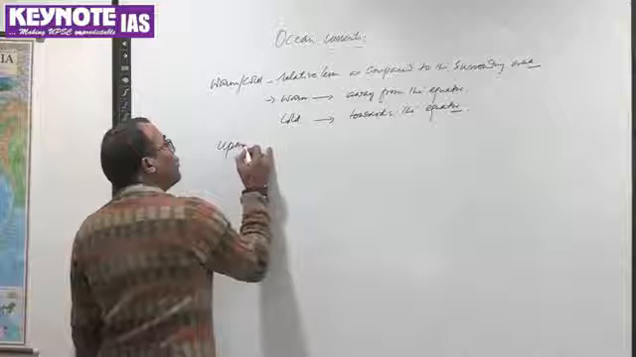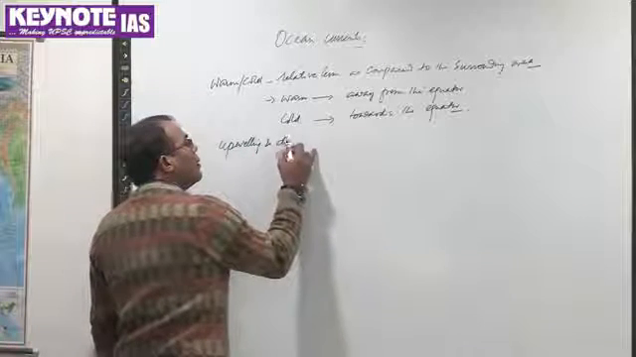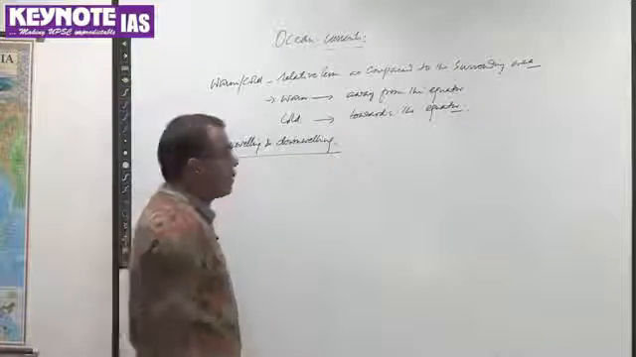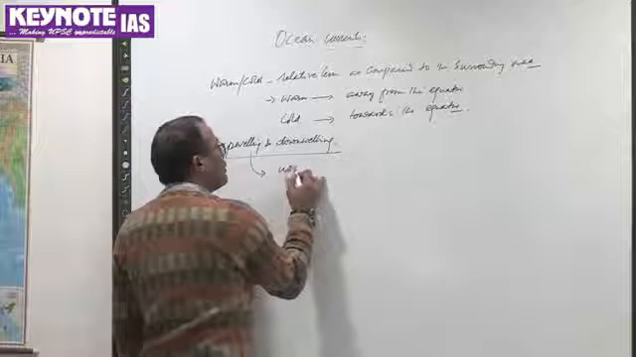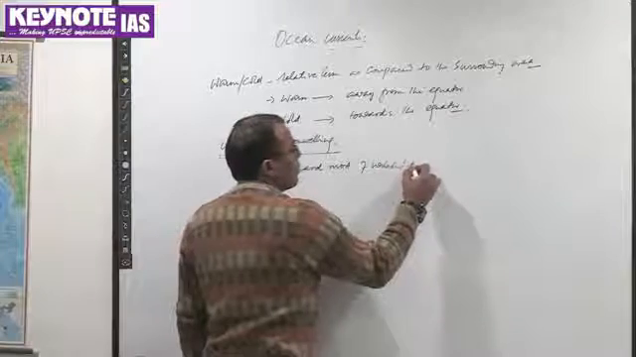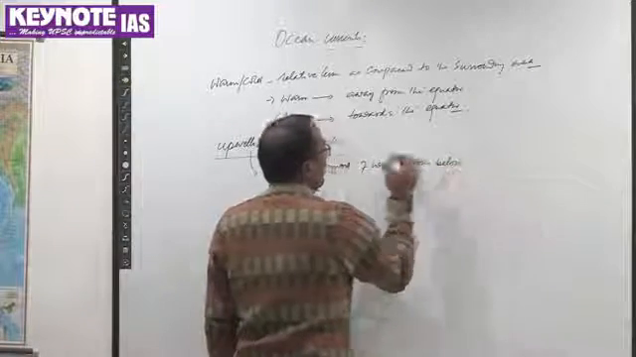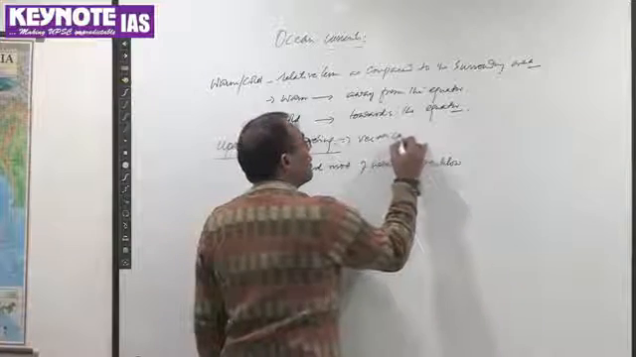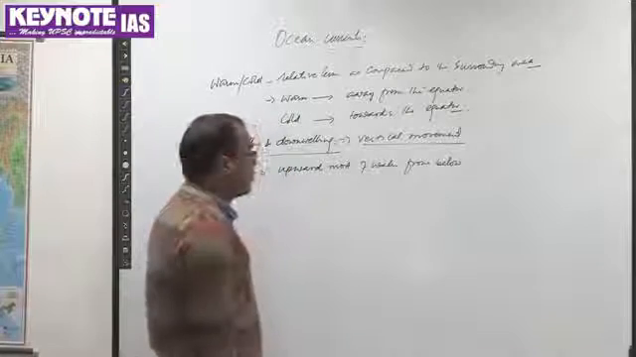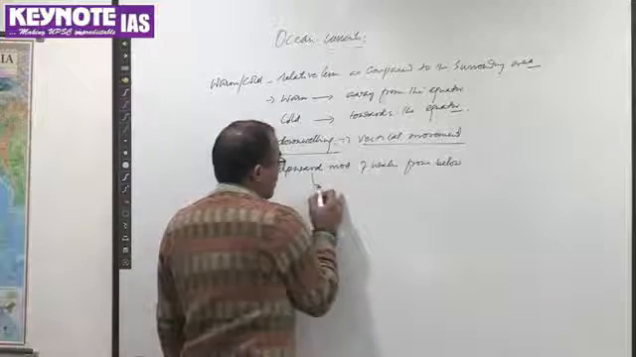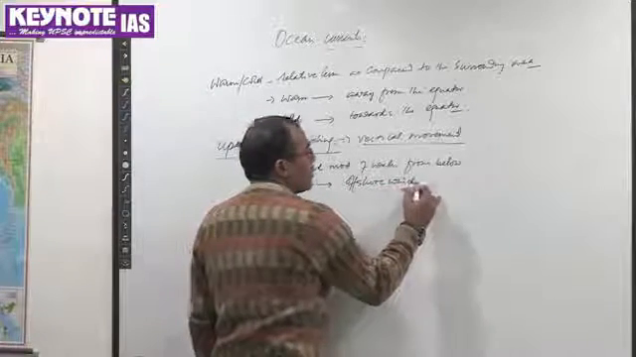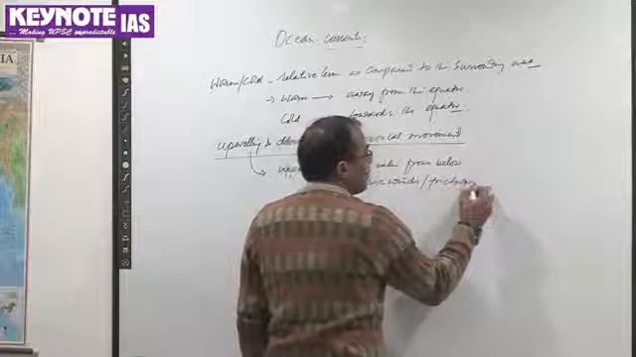Then you have the terms upwelling and downwelling. Upwelling is the upward movement of water from below, basically a vertical movement. It is affected by, first, offshore winds, the prime reason, frictional drag.